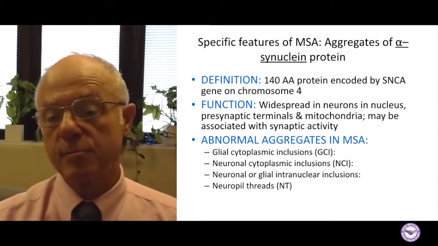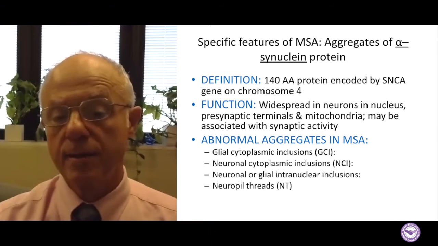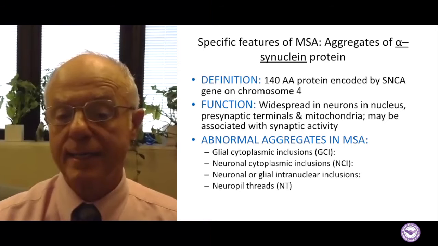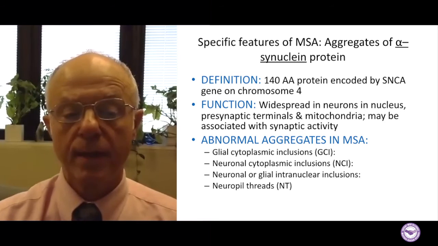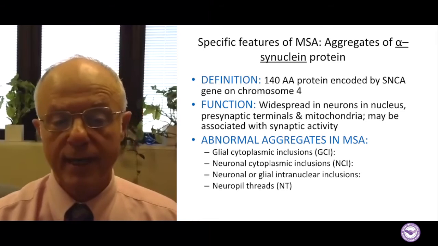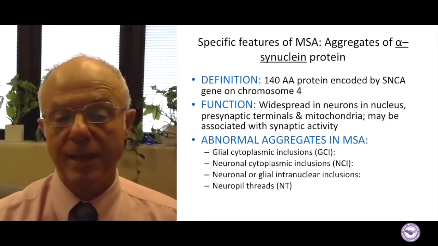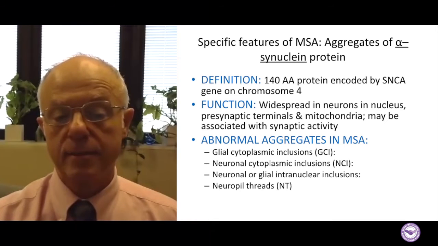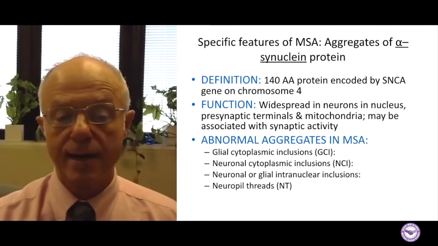For reasons which are also incompletely understood, the protein is upregulated in patients with MSA and accumulates in different structures. It may, for example, accumulate in the glial cells, the supporting cells of the brain. These are called glial cytoplasmic inclusions, or GCI. It will also accumulate in neurons in involved areas of the brain. These are called neuronal cytoplasmic inclusions, or NCI.